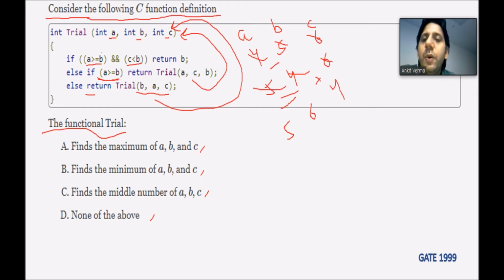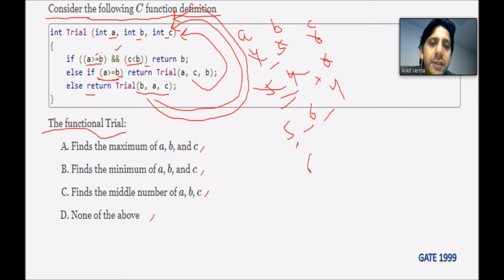Now these values will go over there and again we ask, is A greater than B? No. Otherwise, BAC, again it is calling. What is BAC? 6, 5, 4. So now with these values we have to map. Is A greater than B? Yes, 6 greater than 5. Is C less than B? Yes, 4 less than 5. So B will be the answer.